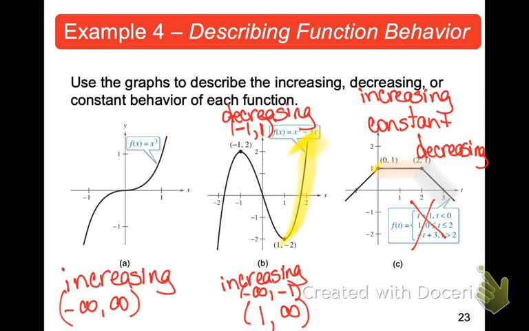What interval are you increasing? We started way down here. Good. So I'm increasing from negative infinity to 0. When am I constant? You got it. 0 to 2. That's when I'm constant. That's when I've made no money. I have lost no weight. When am I decreasing? 2 to infinity. Excellent. Got it. Good job.